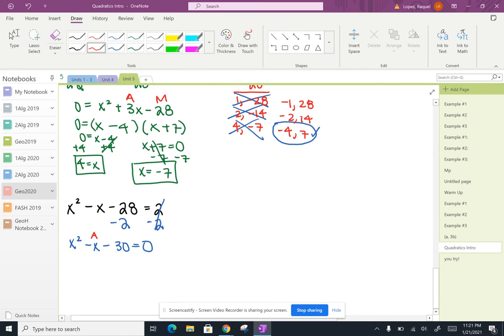So I'm looking for two numbers that add. Well, there's no number in front, so that means I'm going to add. I want two numbers that add to -1 and multiply to -30. So let's come up with a list on the side of numbers that multiply to -30. 1 and -30 multiply to -30. And then I can also switch those negative signs. And I know 2 and -15. Swap the negative signs. I also have 3 and -10.